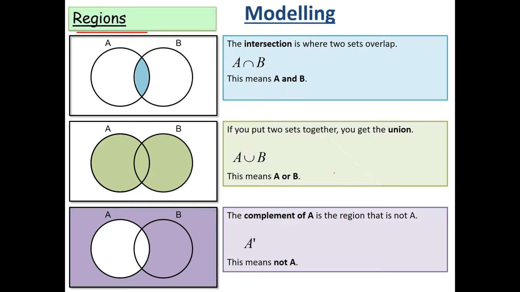Now, in terms of the regions, you've covered the first two already. A and B means the intersection, that blue shaded part. A or B means either of the two circles, so the whole thing is shaded. Now, the complement of A, don't worry too much about complement, but the apostrophe basically means things that are not in that circle. So complement of A means everything that is not in A. So you'll notice I've shaded the whole diagram except for the A circle. So that means not A.